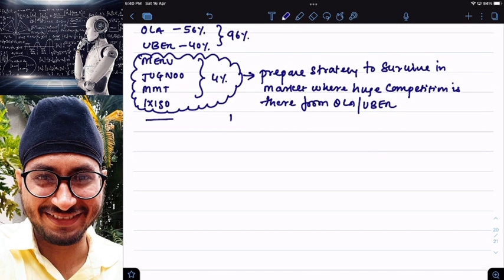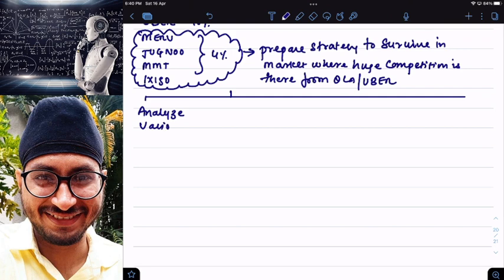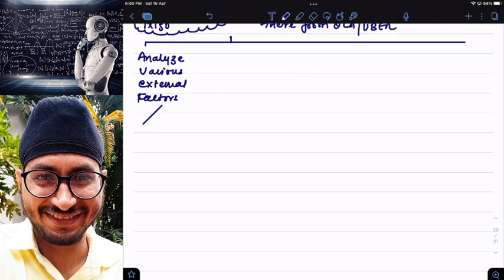But whenever I'm preparing a competitive strategy, three factors are very important for us. Factor number one, prepare your strategy only after you analyze various external factors. See, there are two types of factors, internal factors and external factors. So you should not prepare your competitive strategy unless you analyze your external factors. Examples of external factors are opportunity and threat. Clear? Opportunity and threat.